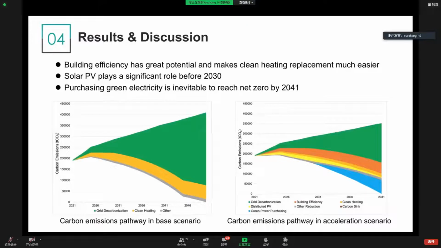And through a comparison of the two scenarios, we can see that building energy efficiency has great potential to reduce carbon dioxide emissions and makes clean heating replacement much easier. Also, solar power plays a significant role before 2030. And if we want to reach net zero by 2041, purchasing green electricity is inevitable.